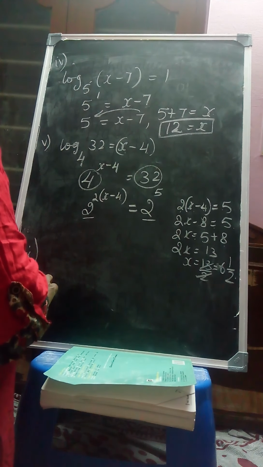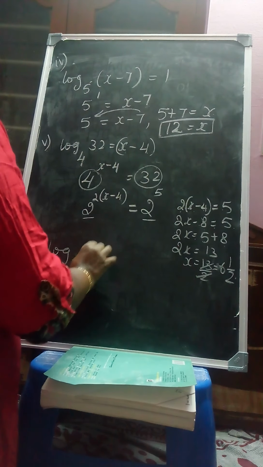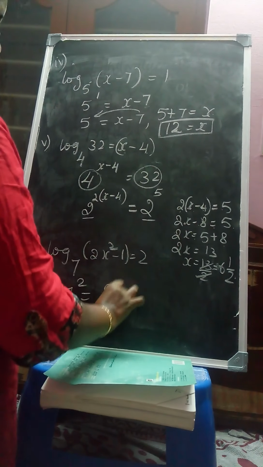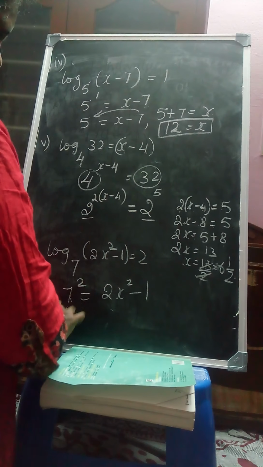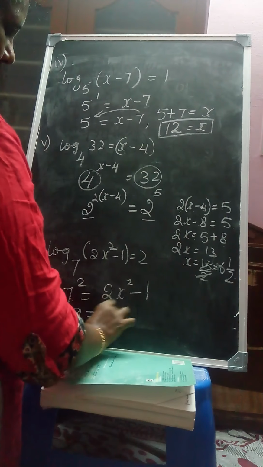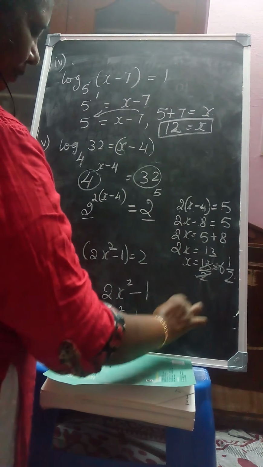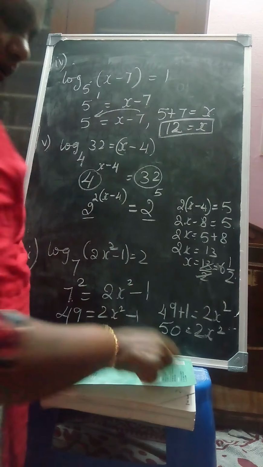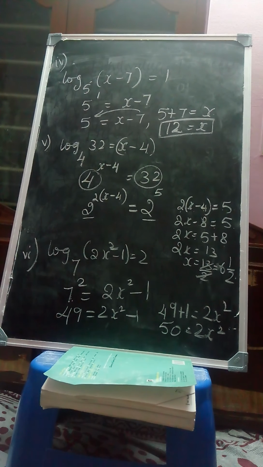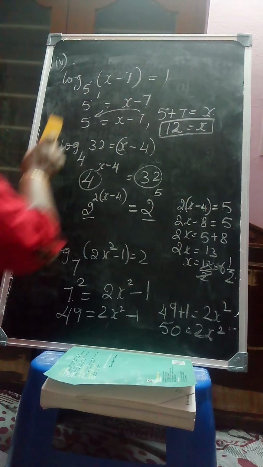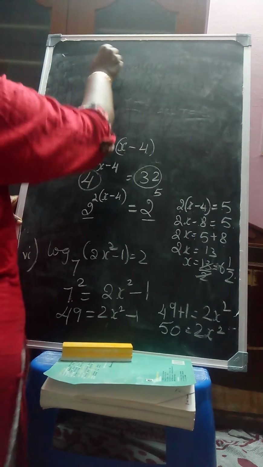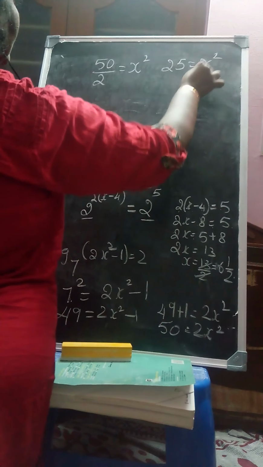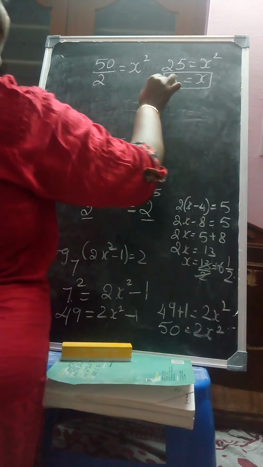The last one, log 7 base 7, 2x square minus 1 is equal to 2. Now here 7 square is equal to 2x square minus 1. What is 7 square? 49. Now this minus 1, you bring it this side. So it will become 49 plus 1 is equal to 2x square. 50 is equal to 2x square. So 50 by 2 is equal to x square. 25 is equal to x square. So x is equal to 5. The value of x is 5.